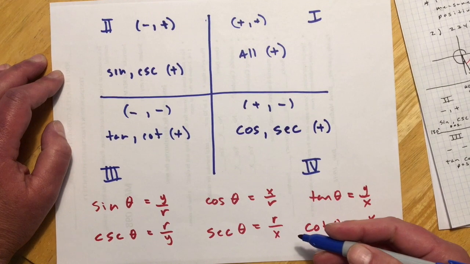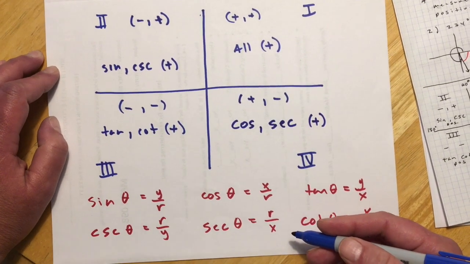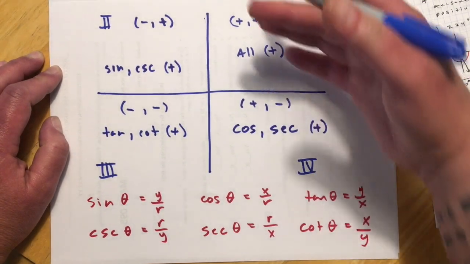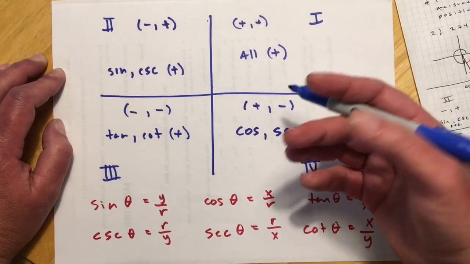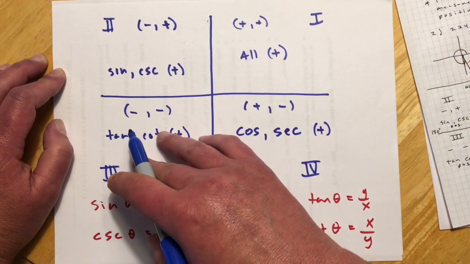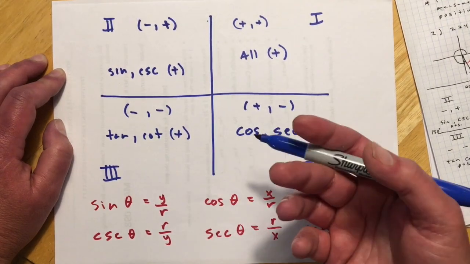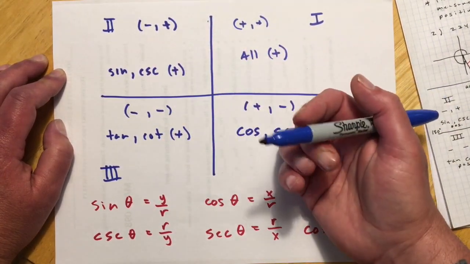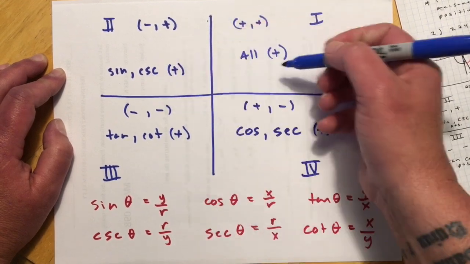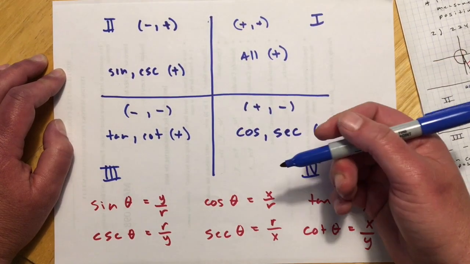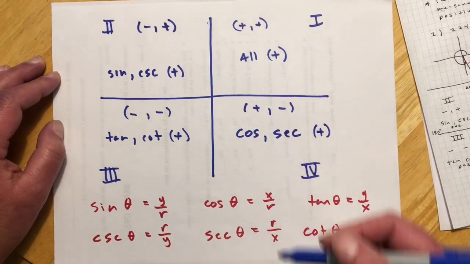So for instance, if we know that cosine is positive on something, we know it's going to either be in the first or the fourth quadrant. If we know tangent is positive, we know it's either going to be in the first or third quadrant. Likewise, if we know sine is positive, we know it's going to be in either one or two. And so sometimes there's choices on that. So this is how we find which angles it could possibly be.